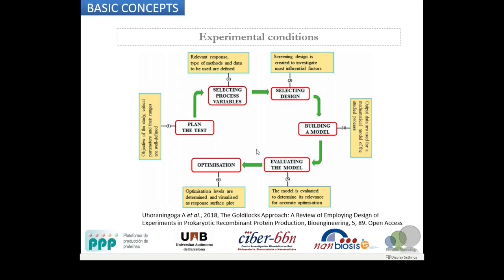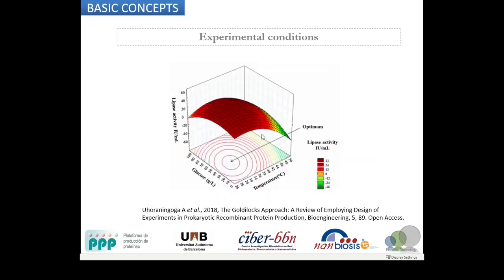So here I have an example of that, in which several variables have been analyzed in specific ranges in order to obtain the optimum quantity per ml of the recombinant protein that has been used in this experiment. So the optimal conditions for this type of experiment would be to use 40 grams per liter of glucose, and the temperature of the experiment would be 30 degrees.